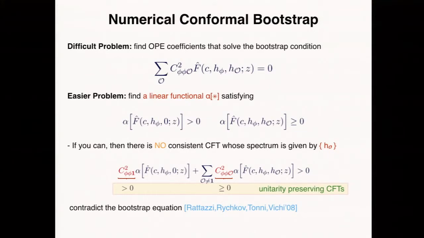So that's our approach. We are assuming there is such a theory, and then we are trying to find these linear functionals such that instead of being 0, the vacuum is positive and all the remaining part is positive. Then one cannot satisfy these crossing symmetries.